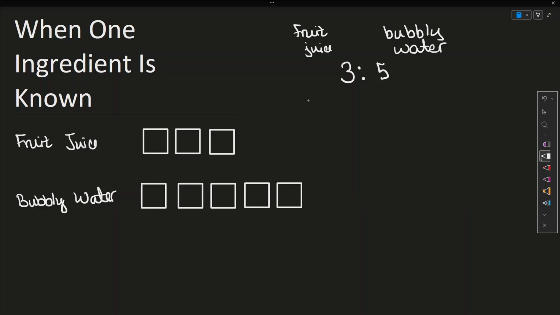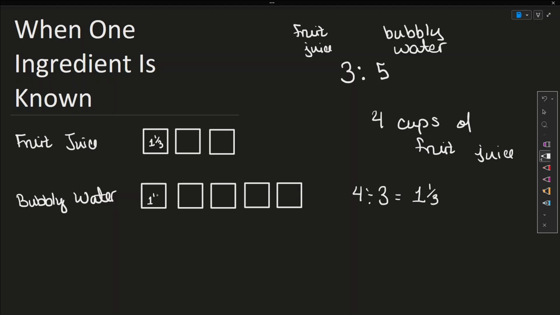Next, how much bubbly water is needed if we use 4 cups of fruit juice? Well, for this one, fruit juice has 3 parts. So I need to take that 4, break it up into 3 equal parts. When I do, I get 1 1/3. So each square, each part will be worth 1 1/3.